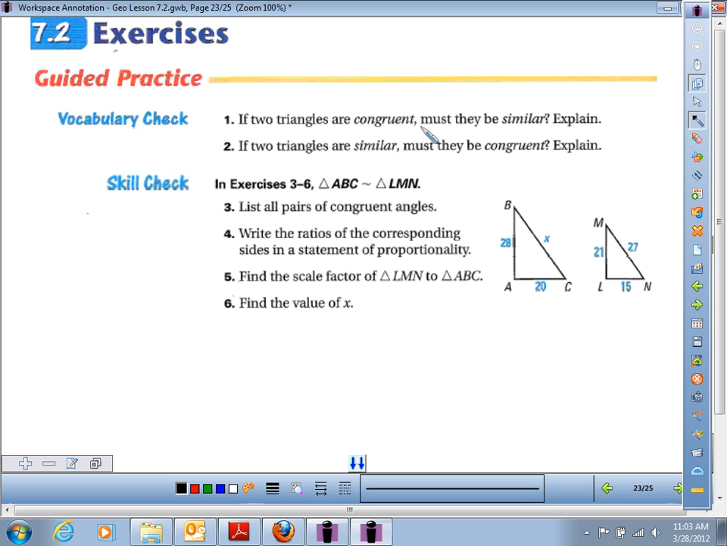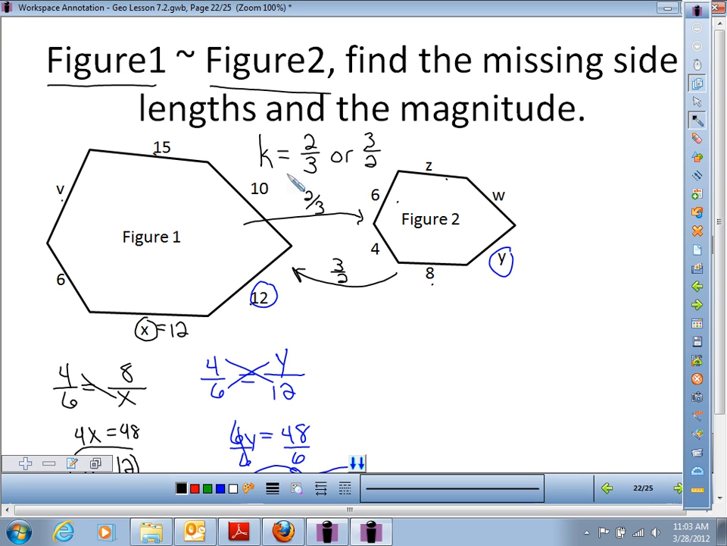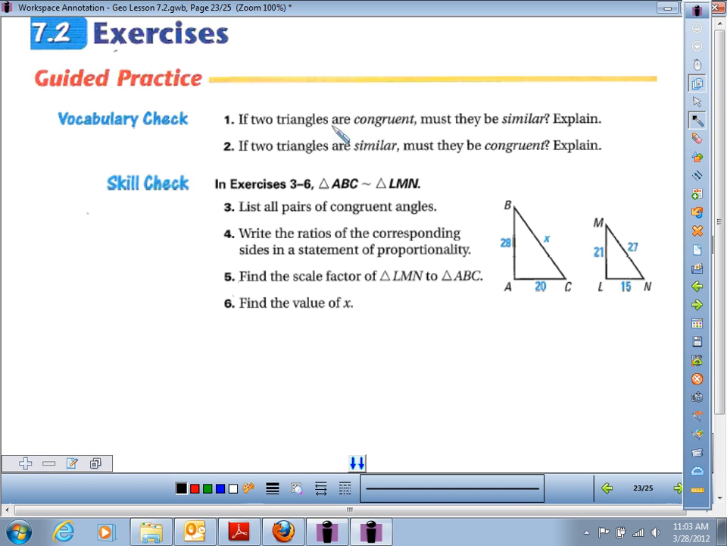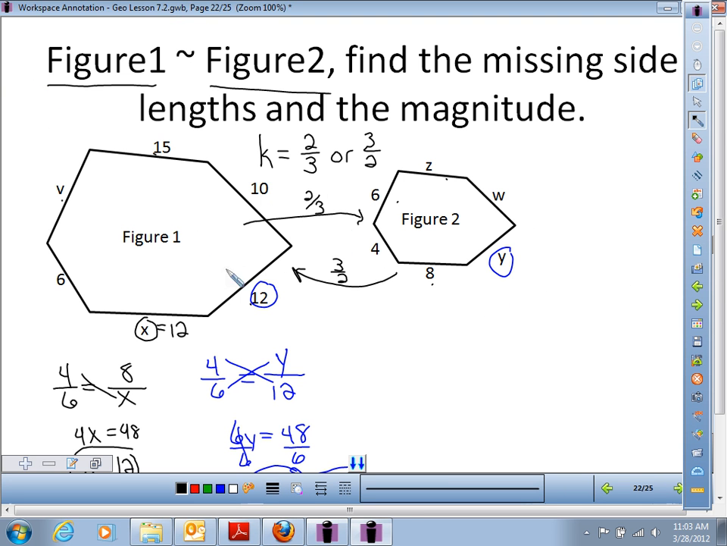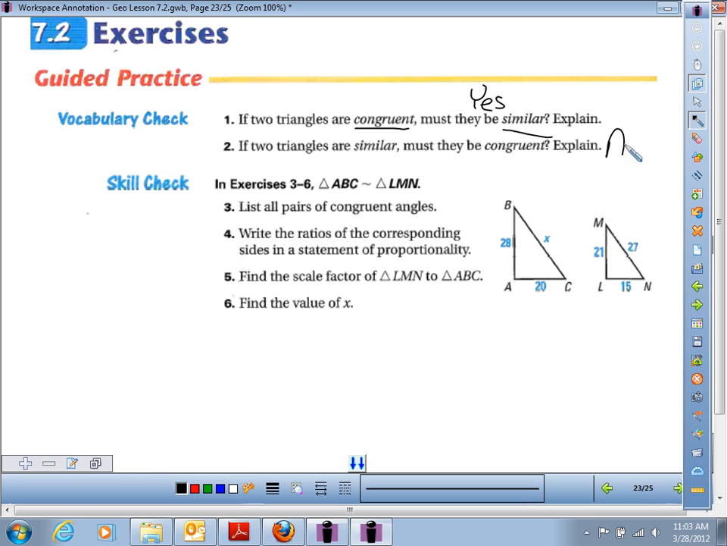If two triangles are congruent, they must be similar. Well, these guys were similar, but are they exactly the same? No, they are not. So if they are congruent, if they're exactly the same, are they going to be similar? That's yes. Now, question number 2 says, if two triangles are similar, do they have to be congruent? If we look at these two, they were similar, but are they congruent? No, they're not. So that would be no.